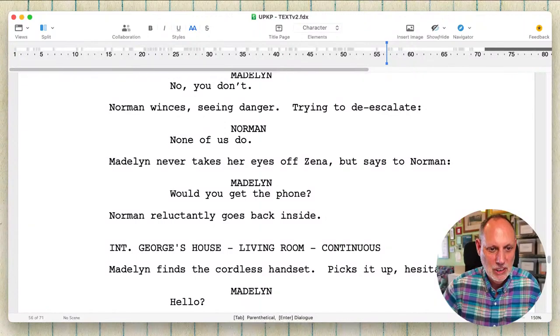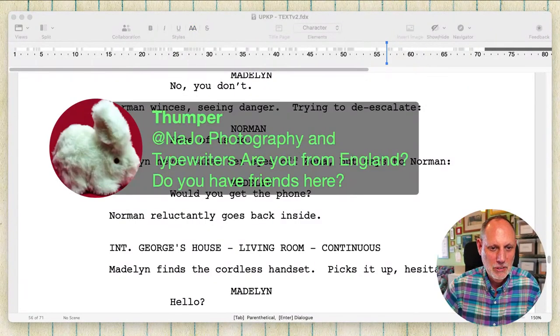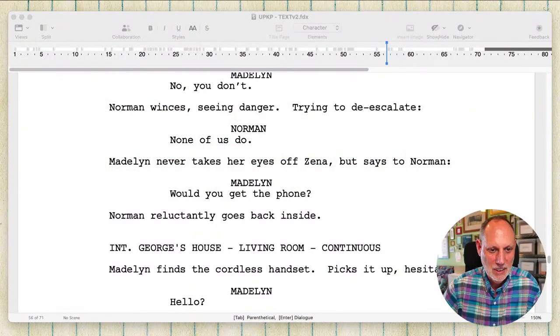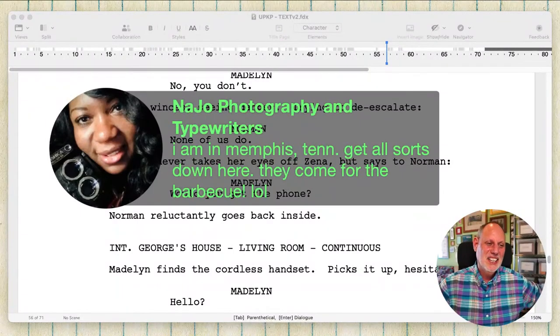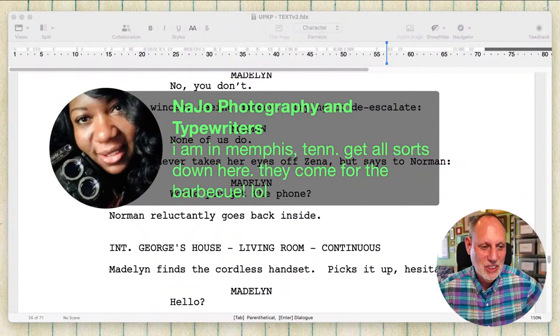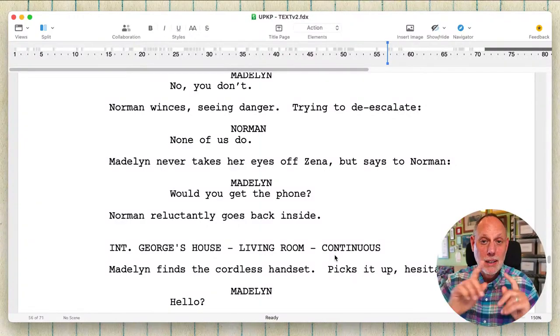So, everyone is discussing British accents. All right, Welsh, Scottish, boyfriend is Welsh. Are you from England? Do you have friends here? Scottish is really hard to understand. Yes, there are times when I have put subtitles on movies from Britain. Okay. Natasha is from Memphis, but gets all sorts, comes for the barbecue. Okay, excellent, excellent, excellent.